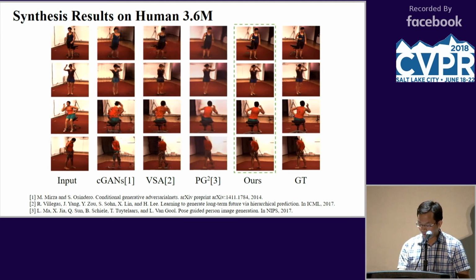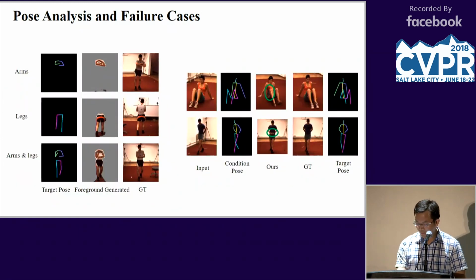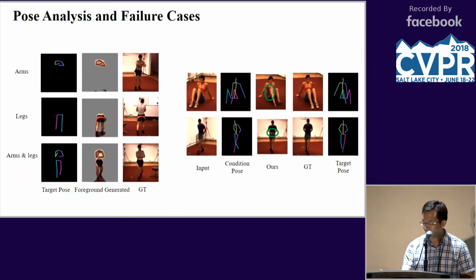We also generate the multi-view human images from a single image at intervals of 45 degrees. We can see that our method can generate high-quality multi-view human images. We also perform pose analysis and show the failure cases. On the left figures, we input several pose parts into the proposed network to explore the role of 2D human pose. We can see that our method can generate human body appearance corresponding to these pose parts.